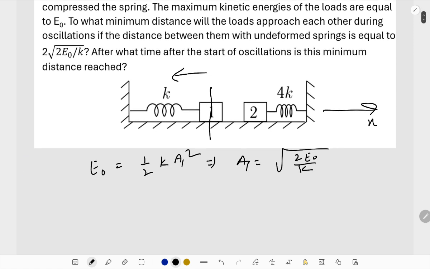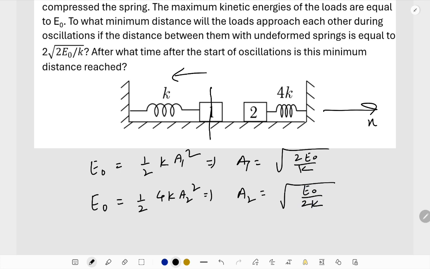And second, how much length it was compressed, A2, can also be found from the maximum kinetic energy E naught, which will be equal to half 4K A2 square, and so I get A2 equals under root E naught by 2K this time. Yeah, E naught by 2K.